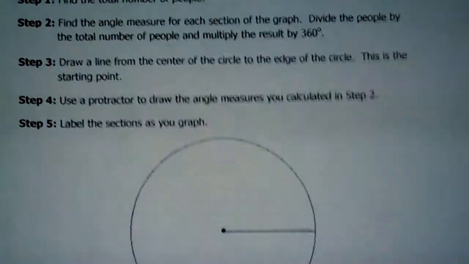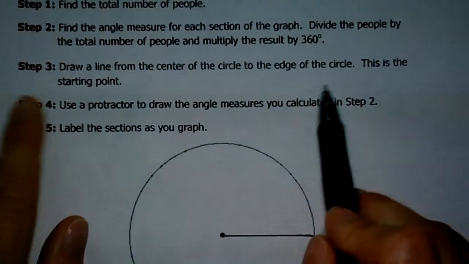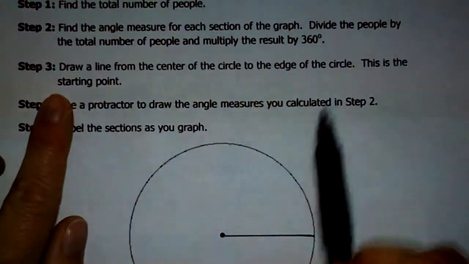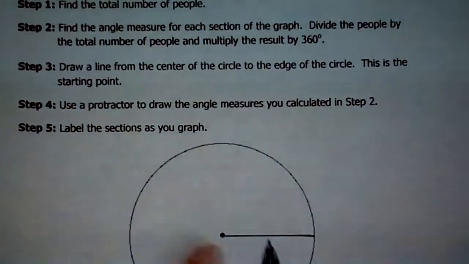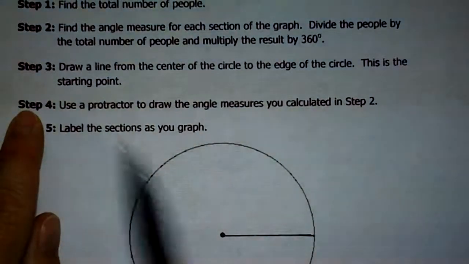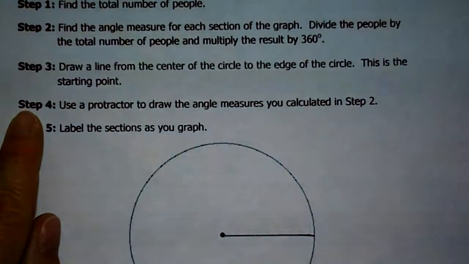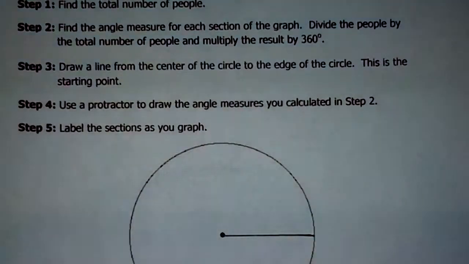Voila. Then it says, well, this is your starting point. So this is a line you're going to kind of start with. Step number 4: use a protractor to draw the angle measures you calculated in step number 2, and make sure you label the sections as you graph.